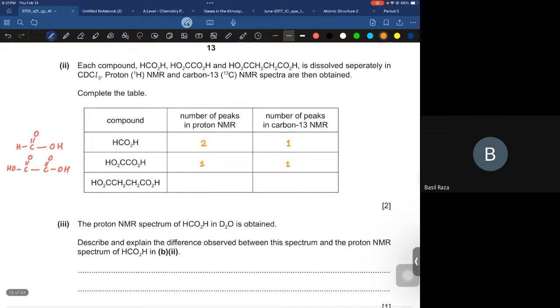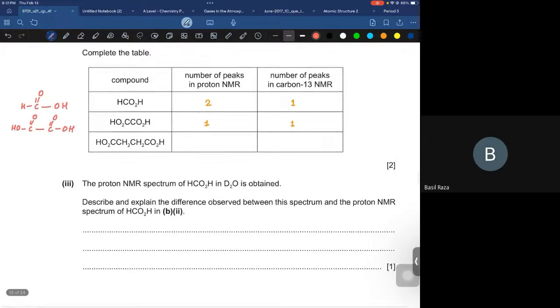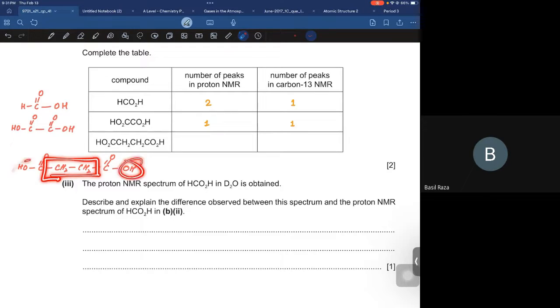And if you have butane dioic acid, that is OHC double bond O, then CH2, then CH2, then C double bond O and OH. Again, you can see the symmetry. This and this are the same, this and this are the same. So you will see two peaks in the hydrogen NMR: one peak for this, and another peak for this. This is symmetry.